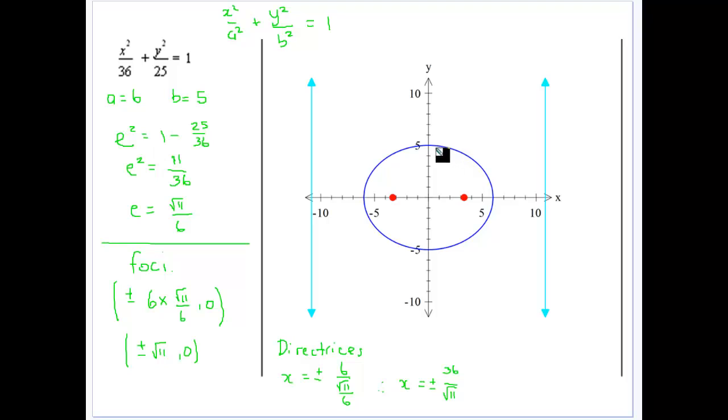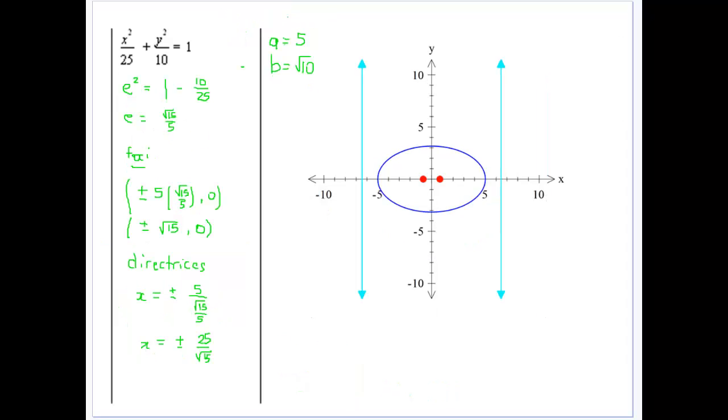That's how we start to draw it. We know where it goes to the axes. We know its foci. We know its directrices from our formulas. So it's a case of remembering those formulas. So this time, x squared on 25 plus y squared on 10. Again, find our eccentricity, determine our foci, determine our directrices, and then as long as we've got a and b as well, we can plot those points and start to get our shape of our ellipse, where our directrices and foci sit.